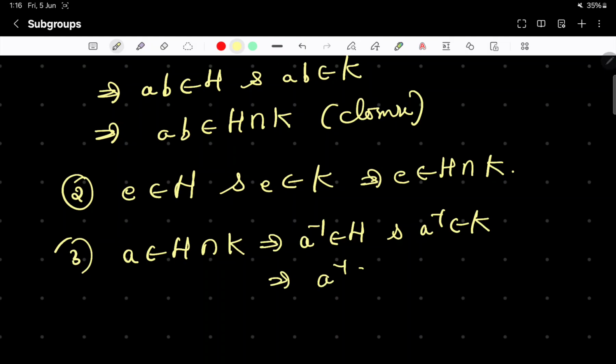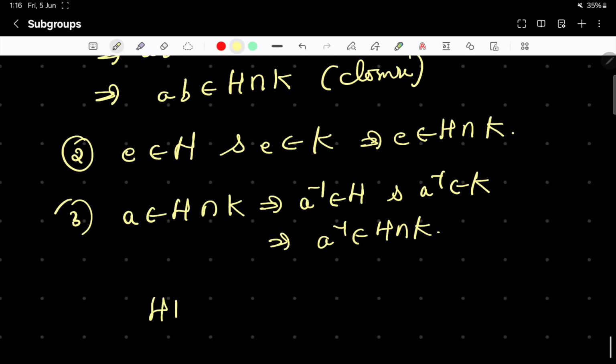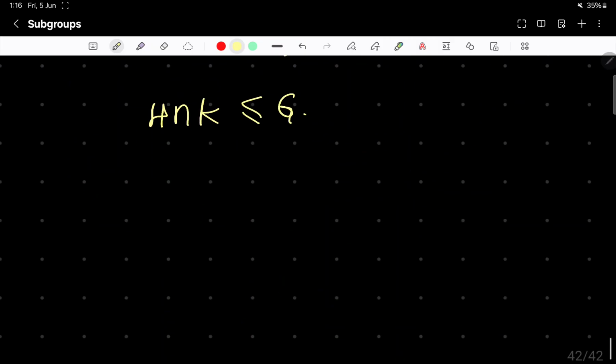This means what? A inverse is in H intersection K. So it all satisfies. So H intersection K is a subgroup of G. So this can be extended. If you take the intersection of all subgroups, where H is running over all subgroups of G, this intersection set is going to be a subgroup of G. So that's what you can show.